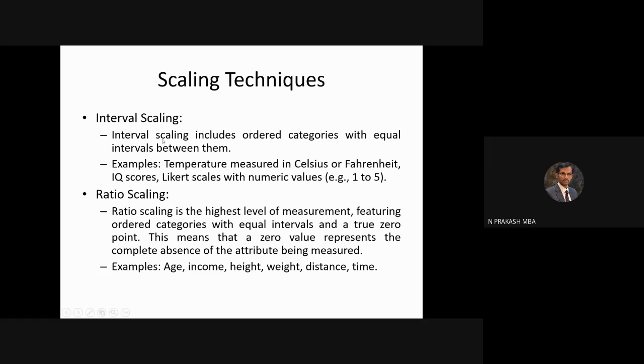The fourth category is ratio scaling. In ratio scaling, there is a high level of measurement. Here we always have a true zero, starting from 0. The data will be collected like, what is your age, and they will mention the age. Or what is your income, height, weight, distance, time, everything. This comes under the category of ratio scale.